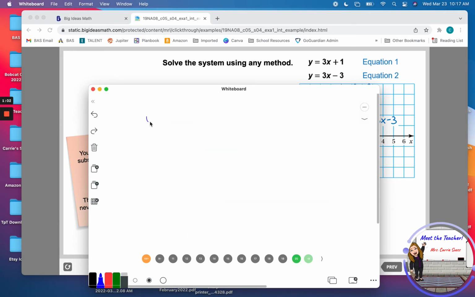So we have y equals 3x plus 1, write this down in your journals, and y equals 3x minus 3. So substitution: if I have anything solved for a variable, then I can set it in the other equation. Since these are both solved for y, I can just set 3x plus 1 equal to 3x minus 3, and solve.